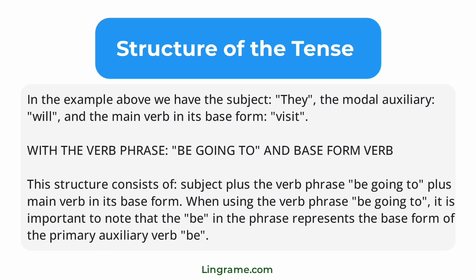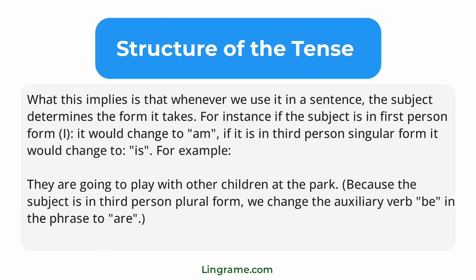With the verb phrase, be going to, and base form verb. This structure consists of subject plus the verb phrase, be going to, plus main verb, in its base form. When using the verb phrase, be going to, it is important to note that the be in the phrase represents the base form of the primary auxiliary verb, be. What this implies is that, whenever we use it in a sentence, the subject determines the form it takes.